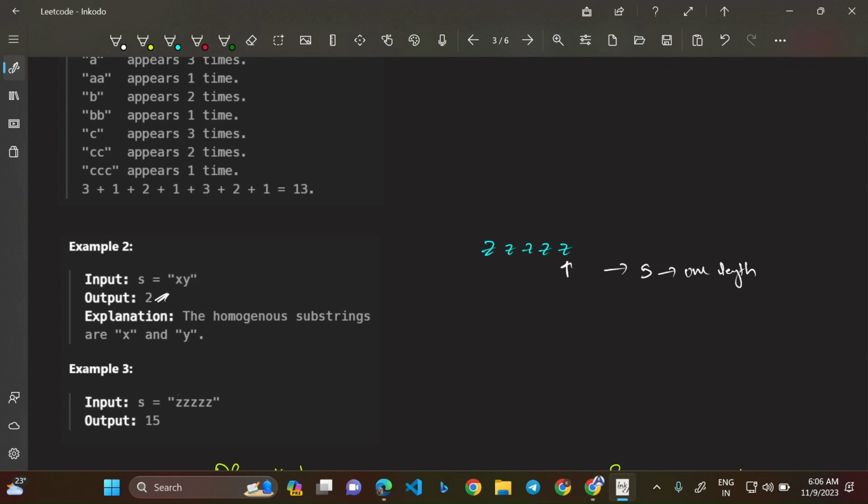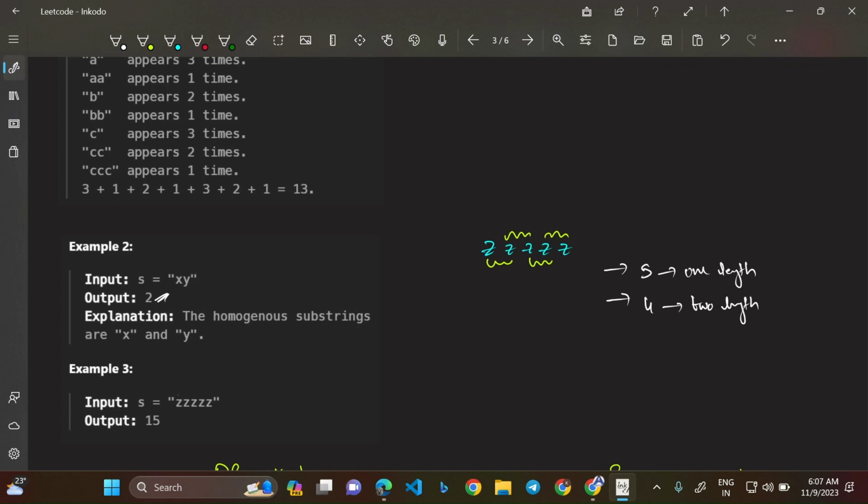Now length 1 is done. Now coming to length 2. This can be a homogeneous substring, this can be a homogeneous substring, this can be a homogeneous substring, this can be a homogeneous substring. We are only talking about length 2, not length 3, 4 or 5, only length 2. So how many are there? 4. In this case 4 two length substrings.